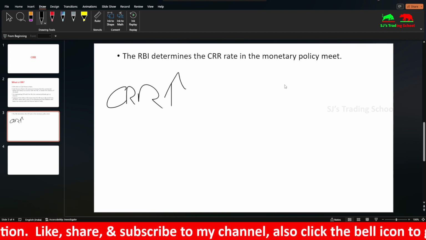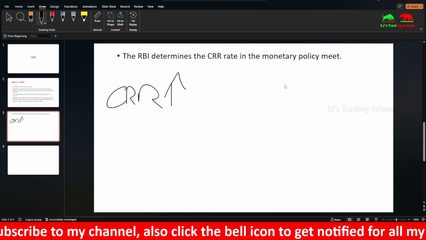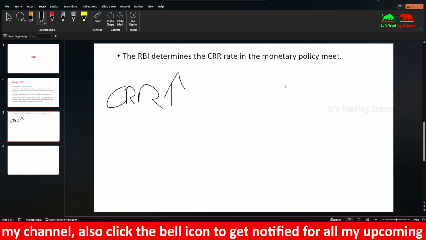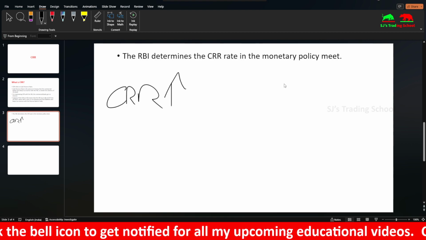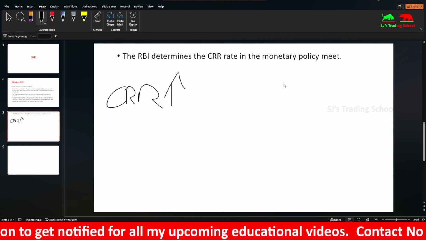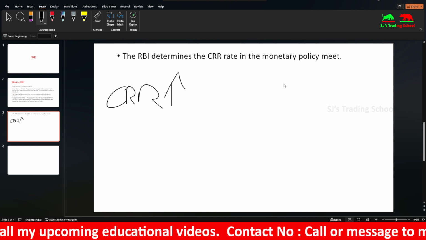So there is less money to lend to the public, and usually less money to lend to the public means the bank's profit will decrease. So the bank's income will decrease. In order to compensate for that, what the banks do is increase the interest rates.